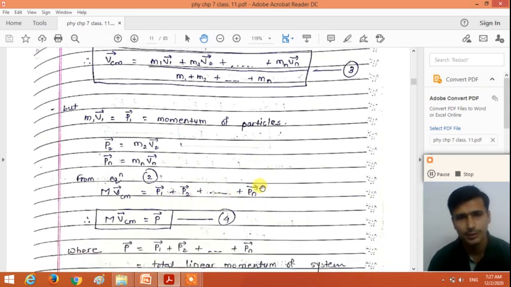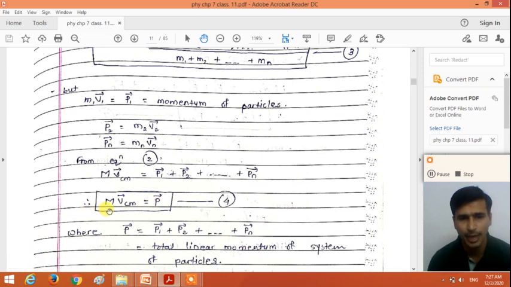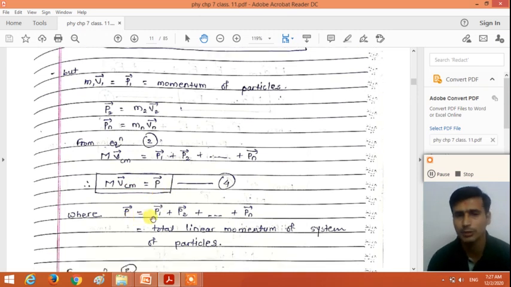So from this we can get the equation M into V_CM. M is the total mass of the system of n particles, V_CM is the velocity of the center of mass, is equal to capital P, where capital P is equal to p1 plus p2 plus up to pn. That is the total linear momentum of the system of particles, right? So we derive the equation M into V_CM is equal to P.